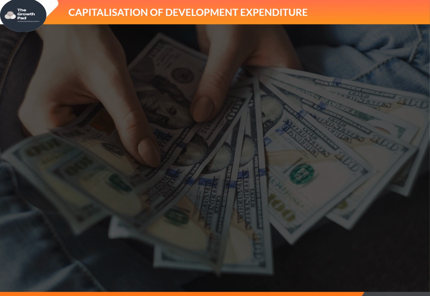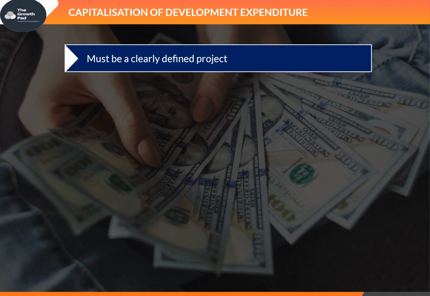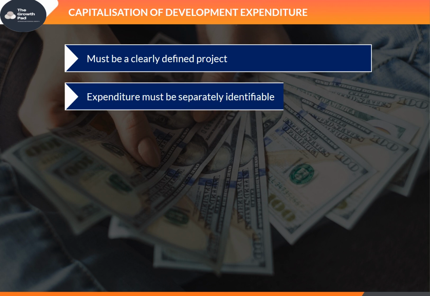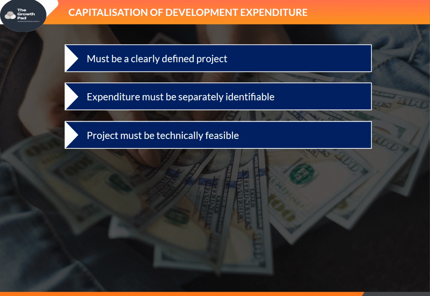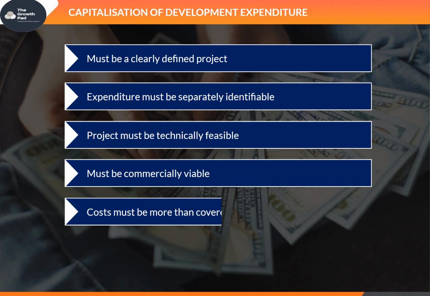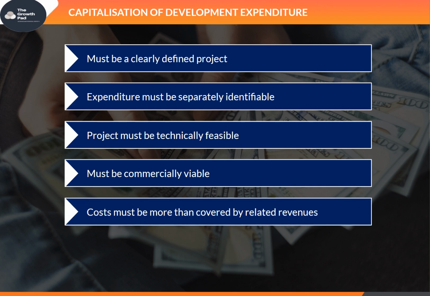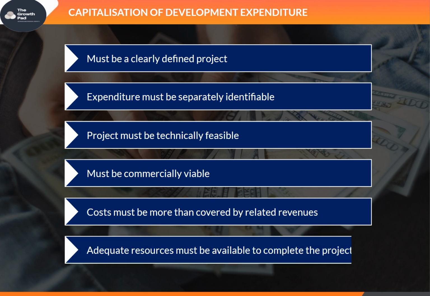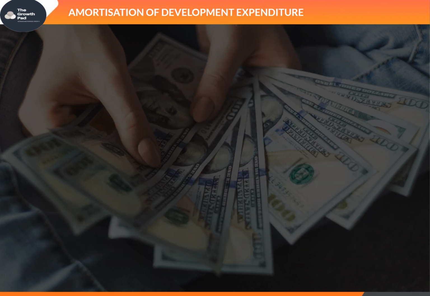Capitalization of development expenditure. Must be a clearly defined project. Expenditure must be separately identifiable. Project must be technically feasible. Must be commercially viable. Costs must be more than covered by related revenues. Adequate resources must be available to complete the project.